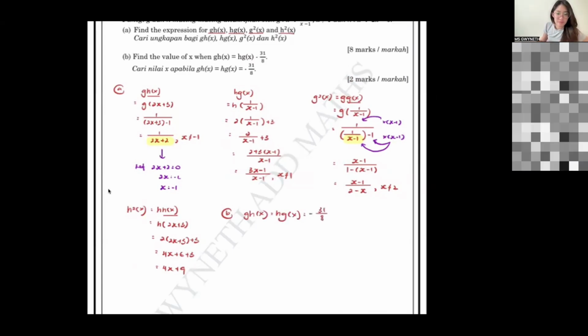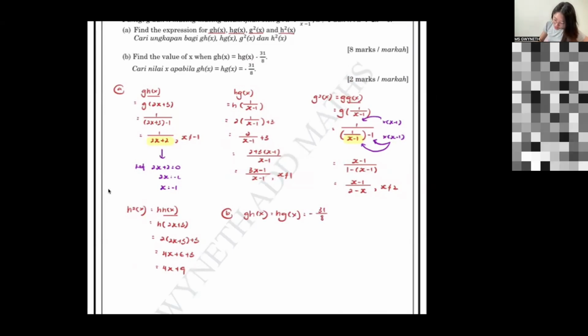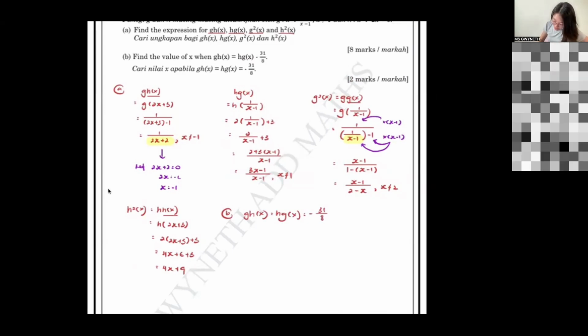All right. Now next one, B. GH(x) equals HG(x) minus 31 over 8. Now, GH(x) is 1 over 2x plus 2. HG is 3x plus 1 over x minus 1 minus 31 over 8.